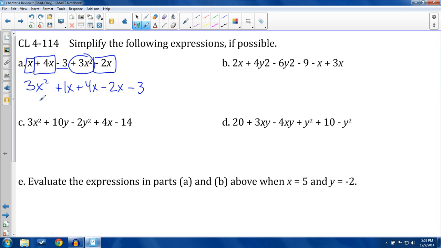So I have 3x squared. That doesn't combine with anything. 1x and 4x and negative 2x all combine. So that's 1 plus 4, which is 5. 5 minus 2, which is 3. It's positive 3x. And then there's a negative 3 sitting on the outside right there, and that's minus 3. We've got a lot of 3's there going. Okay, so that's 3x squared plus 3x minus 3 combined. B, let's go and do the same thing.